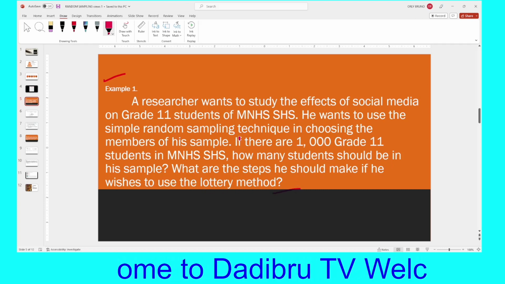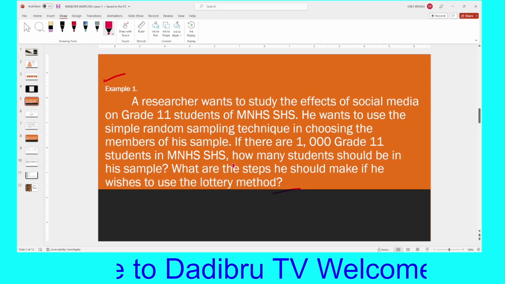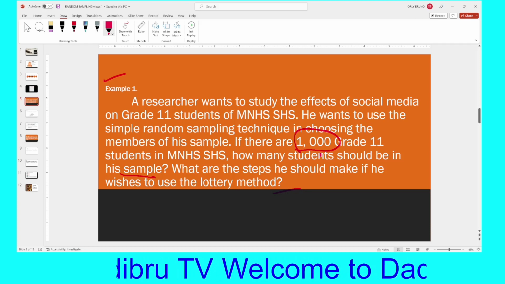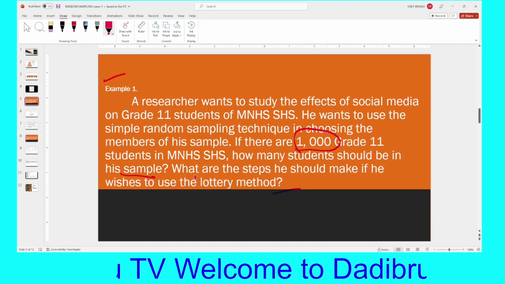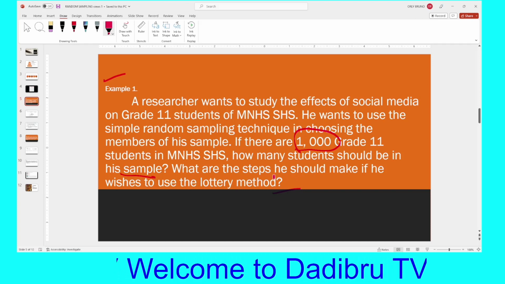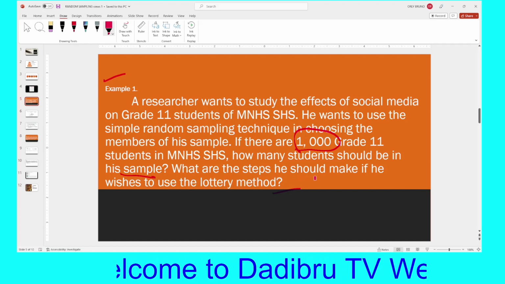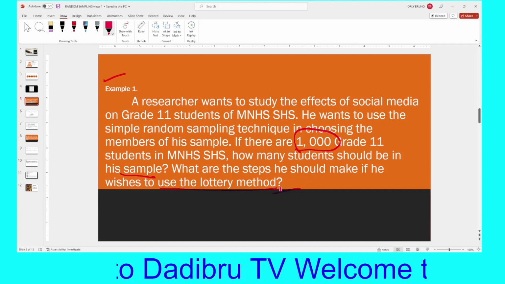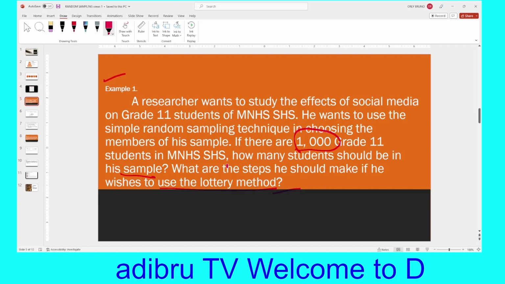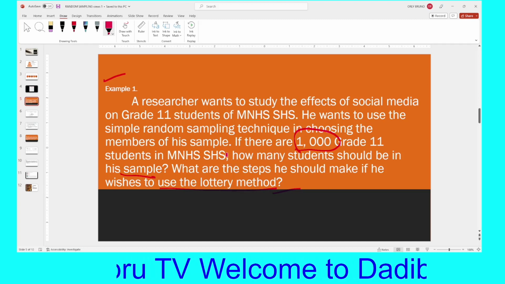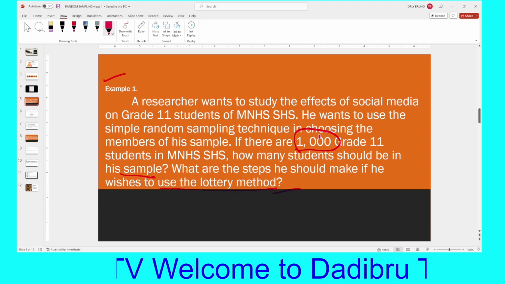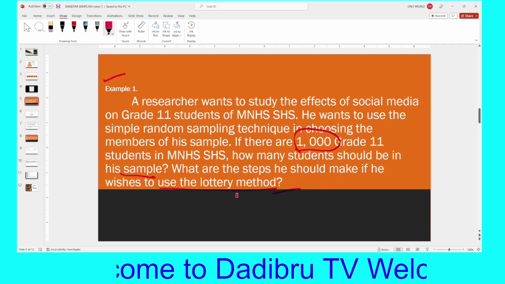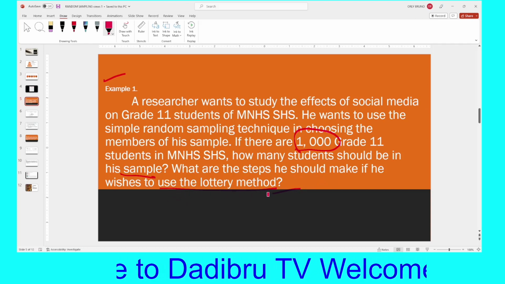Now, for this example, the problem asks you to determine your sample. There are 1,000 in the population, right? And the second problem asks how you would choose, or what your steps are, to choose using the lottery method. So again, I'll repeat. This problem asks you to determine your sample out of 1,000 population. And the second one, what are the steps you should make if you wish to use the lottery method?